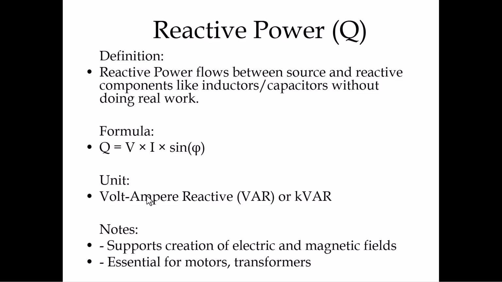This equation tells us reactive power arises whenever there is a phase difference between current and voltage, which is typical in a system with inductive or capacitive elements. Reactive power is measured in volt amperes reactive, abbreviated as VAR, with typical system values given in kilovolt ampere reactive or megavolt ampere reactive depending on scale.